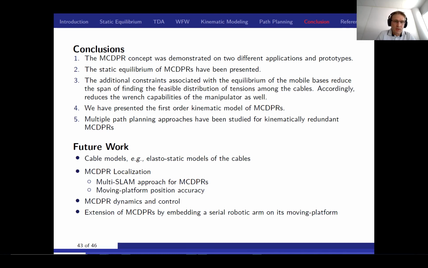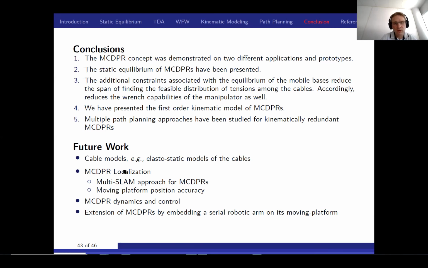So in this work, for instance, we didn't consider the properties of the cables. We assume that the cables are massless and non-elastic, which is not the case for sure in practice for very large mobile CDPR. And for the localization of the MCDPR, we simply used some embedded camera to measure the location of the mobile bases with respect to one another. So we could also investigate other techniques for the localization of the mobile bases.